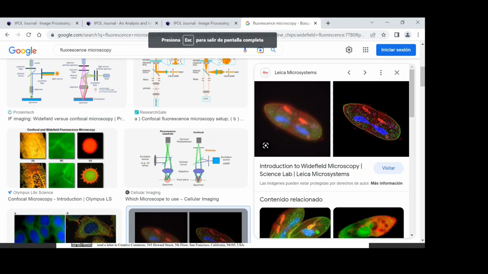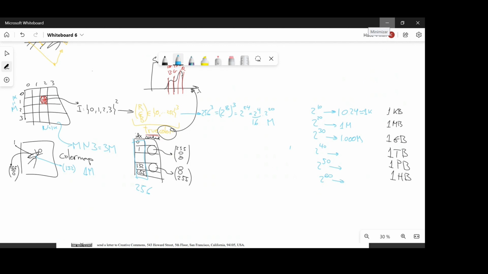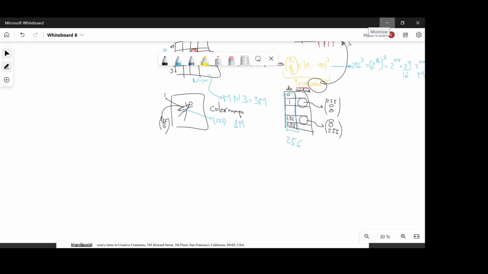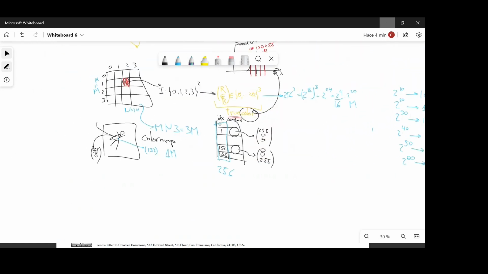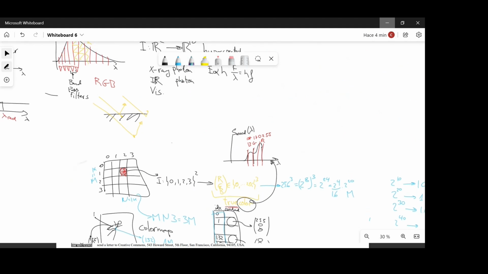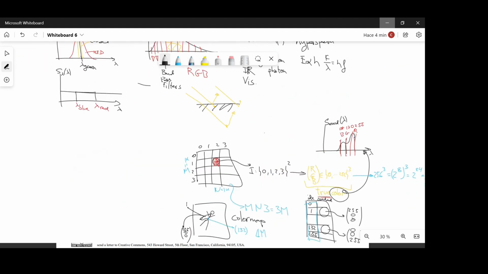Let us remember, let us go back to our drawing. So here's our drawing. So this is our cell now. And I want this part to be blue and this part to be red. And I want this part to be blue because this is the nucleus of the cell. And I want this part to be red because it is the cytoskeleton of the cell.